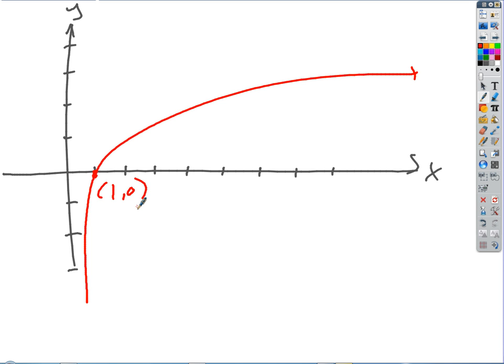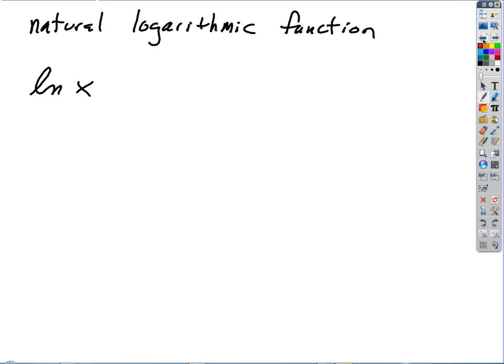Log functions grow very, very slowly, right? And that's one of their interesting and important properties, that they grow so slowly. At least out here they do. Down here they grow very rapidly. Okay. Now, that's what it looks like.